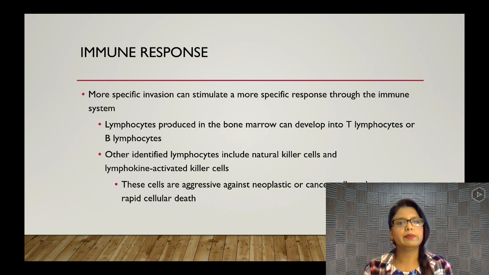Some specific invasions can stimulate more specific responses through the immune system. Lymphocytes produced in the bone marrow can develop into T lymphocytes or B lymphocytes. Identified lymphocytes include natural killer cells and lymphokine-activated killer cells. These cells are aggressive against neoplastic and cancer cells and promote rapid cellular death.